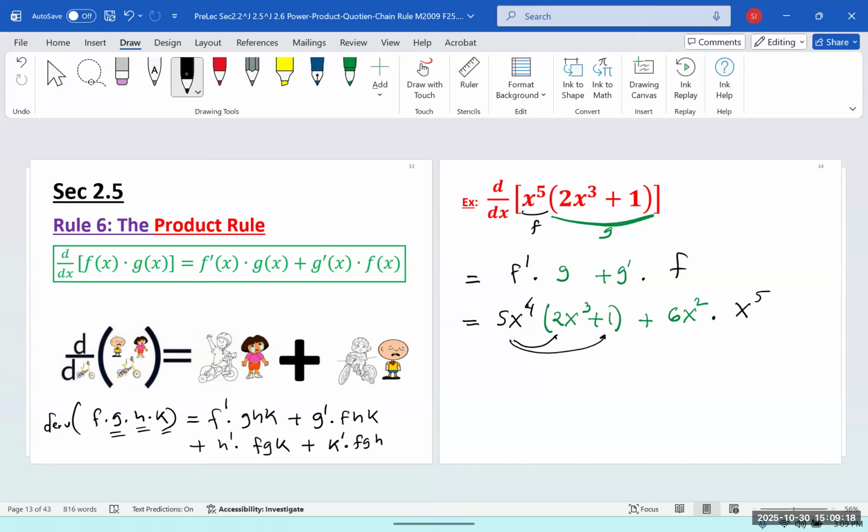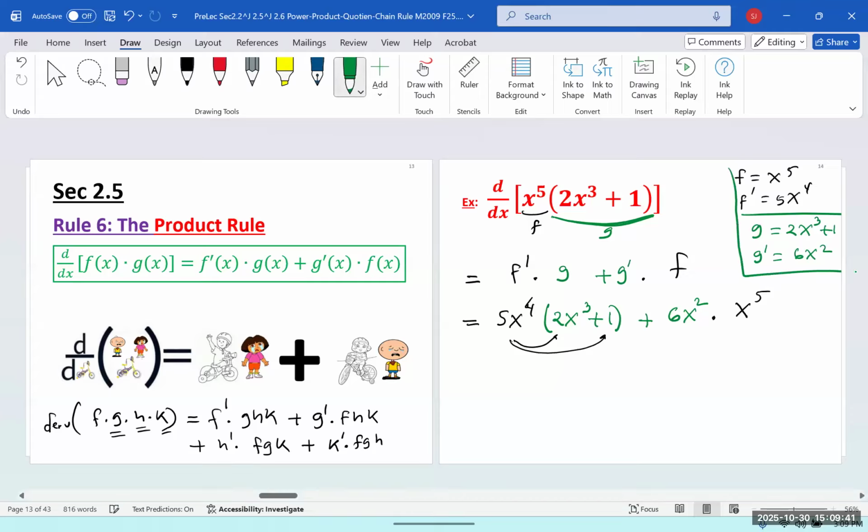Let me do it on the side. Our f is x to the 5, so f prime is 5x to the 4. Our g is 2x cubed plus 1, so g prime is 6x squared. How do you find g prime? What is the g function? Your g function is 2x cubed plus 1. So what's the derivative of g? Prime means derivative. So 6x squared, and the derivative of 1 is 0. Oh, that's easy.